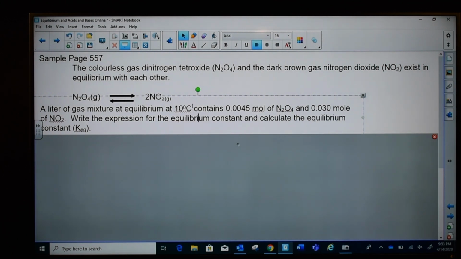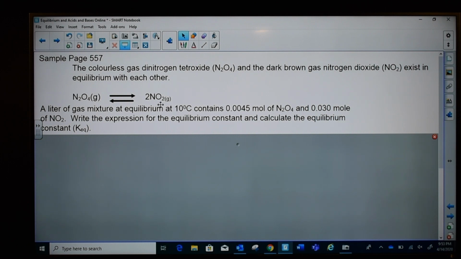Okay, first of all, let me fix that spelling, that's bothering me. Beautiful. First of all, take note, it says a liter. Monday's lesson we're going to talk about ice tables, and that's going to be very important that you notice the volume. So take note, this particular volume is 1 liter. So if you have 0.0045 moles and the volume of the container is 1 liter, you know the molarity is 0.0045.